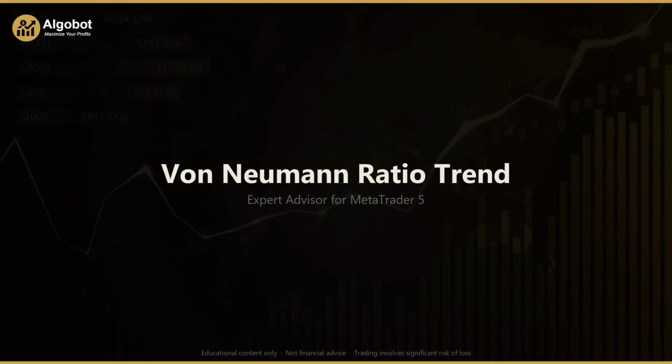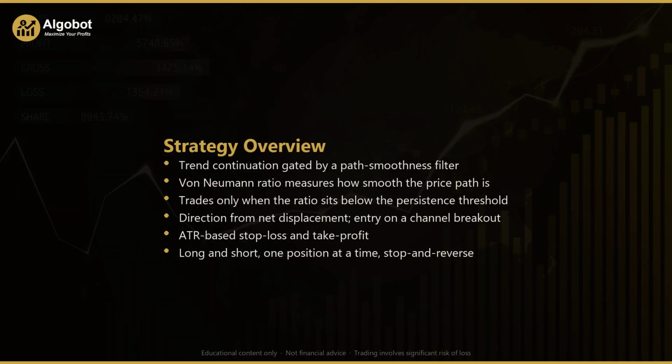So let's get started. What is the von Neumann ratio trend expert advisor at a high level? It's a trend continuation strategy that only acts when the price path looks genuinely smooth. The engine behind it is the von Neumann ratio, which is the Durbin-Watson statistic applied to price itself. In plain terms, it compares how big each bar-to-bar step is against how far price has traveled from its recent average. When a market is trending cleanly, each step is small compared with the overall distance covered, so the ratio collapses to a low value, often well below 1.